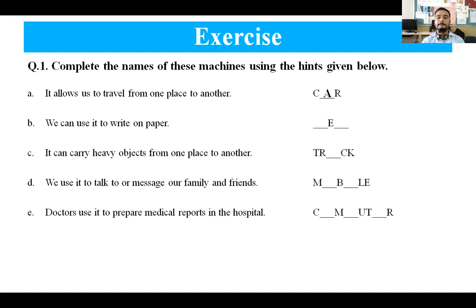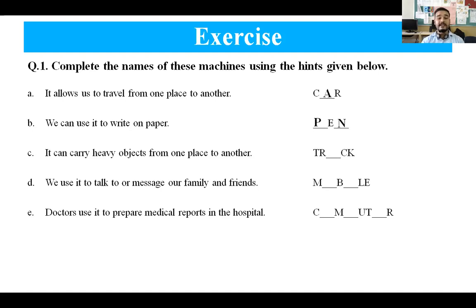So write it with the pencil only. Now we can use it to write on a paper. Which thing we use to write on a paper? Whether it is pencil or with the pen. So E is given and three letter word is there. So what will come over there? It starts with P, E, and then what will come? N. Very good.